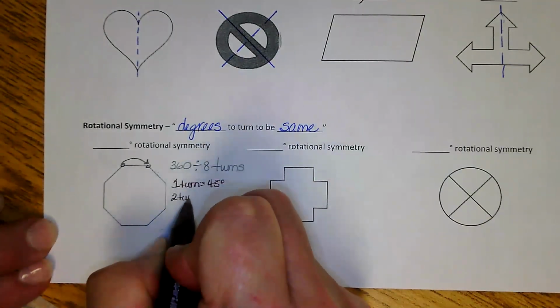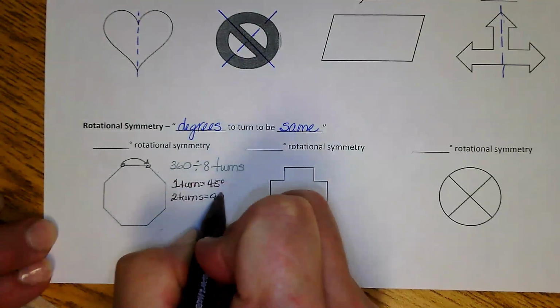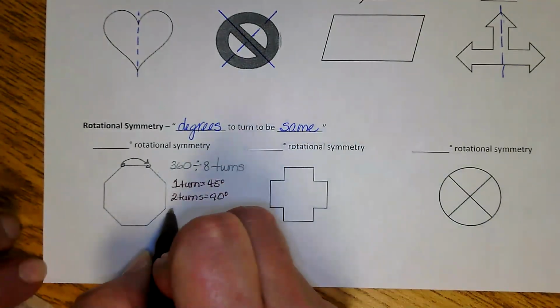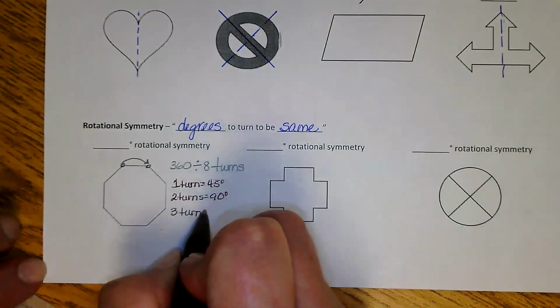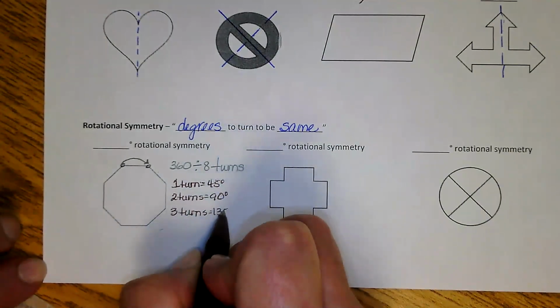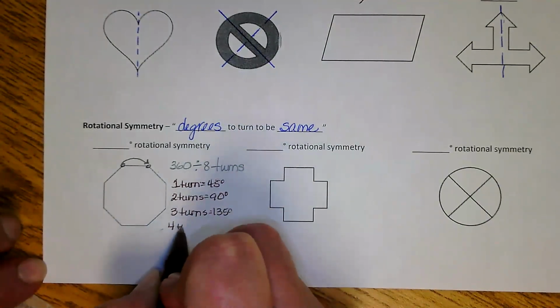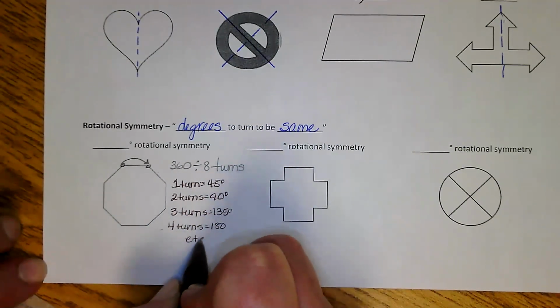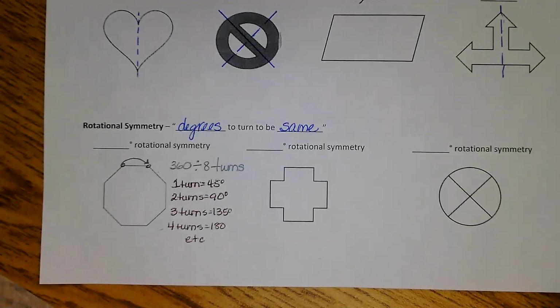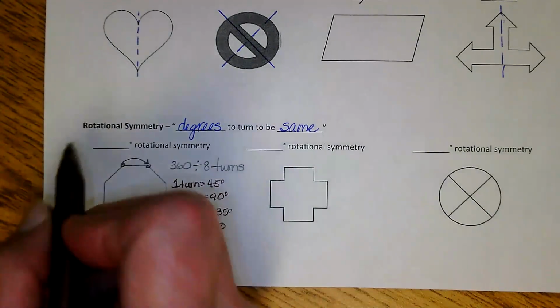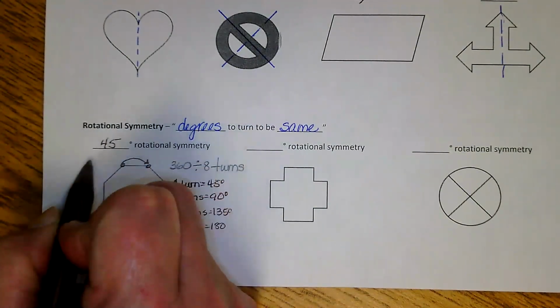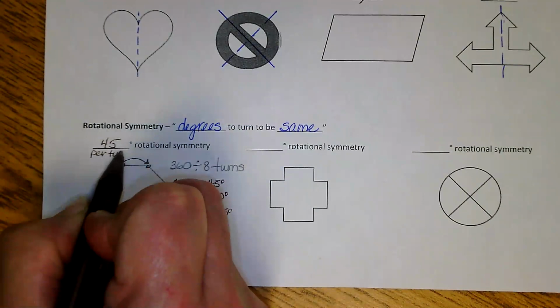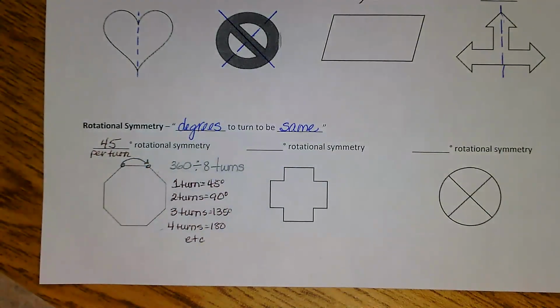2 turns, 90 degrees, 45 times 2. 3 turns, 135 degrees. 4 turns, well, that would be halfway around. We know that's 180, and we could keep going. So how many degrees of rotational symmetry? 45 per turn, per rotation. What about this guy?